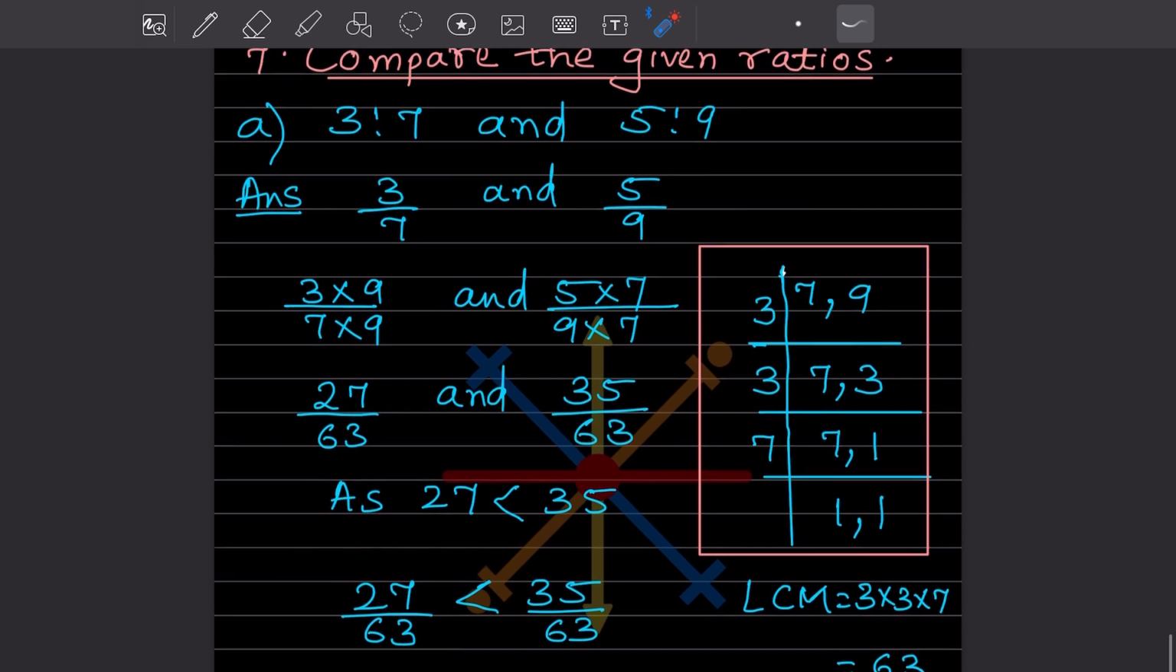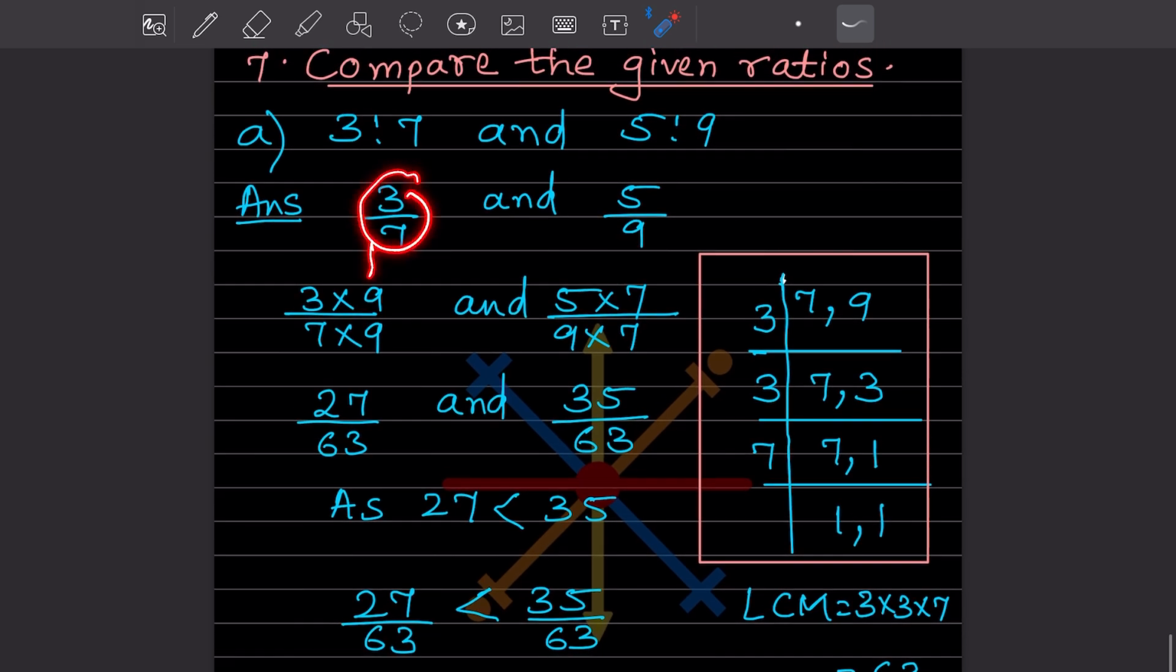Now look at the denominator. We have 7, and 7 times 9 is 63. Whatever number you write in the denominator, the same number we have to write in the numerator. So concentrate: we always start with the denominator and make it 63. 7 is already there, so we write 9. Whatever we write extra in the denominator, the same number should be in the numerator. So we wrote 9 and 9.